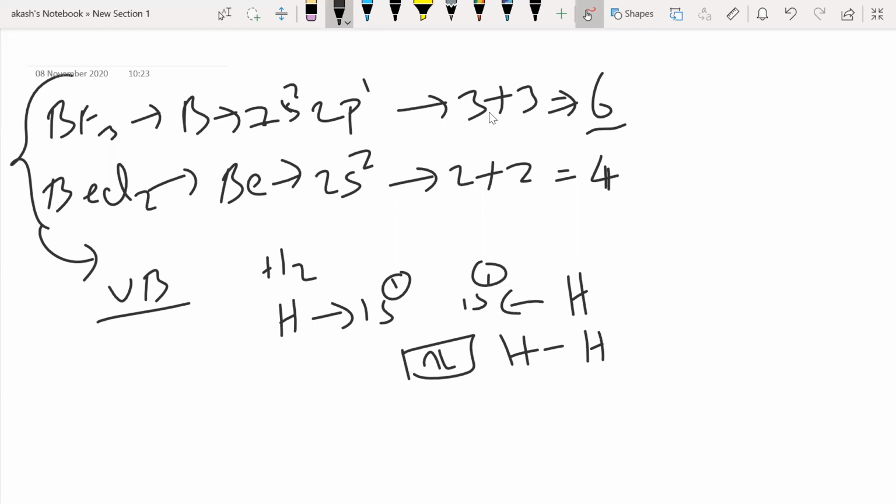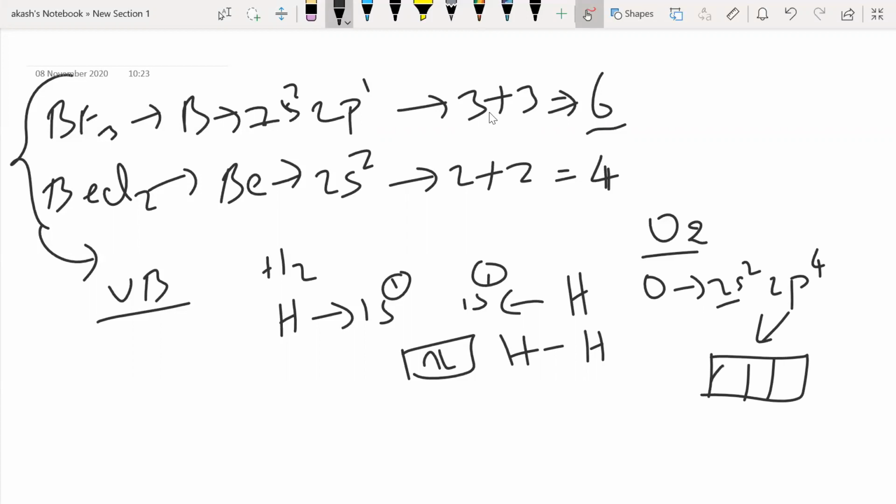The same goes with oxygen. If you take the oxygen molecule, I'll not write the entire configuration, I'll just write the valence configuration. So I have 2s2, 2p4. 2s2 is already paired. If I go for 2p4, I will have one, two, three, and four electrons. So you see how many unpaired electrons are there? There are two.